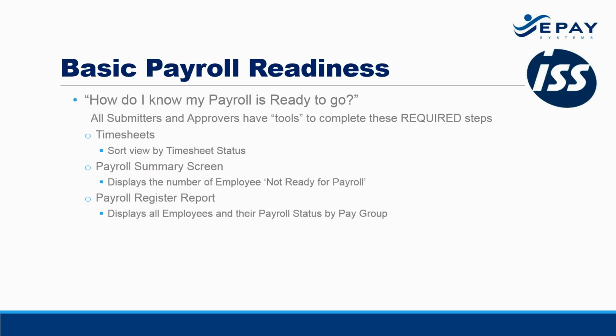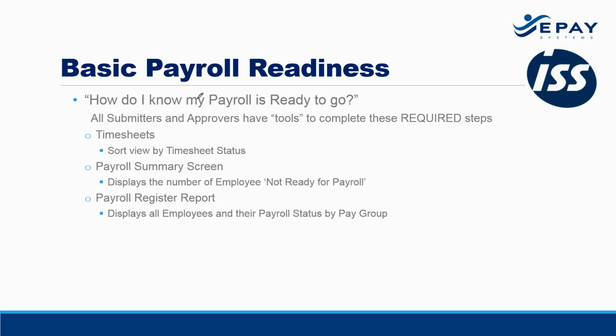Now, when it comes down to the next step, once that time is in the system, how do you know when your payroll is ready to go? That leaves all submitters and all approvers that are now on this phone call to now have the tools to complete the required steps. Now, notice the next 3 open-ended bullets here, I have actually listed them as required. If we do these next 3 steps, there is no reason why we leave an employee behind.